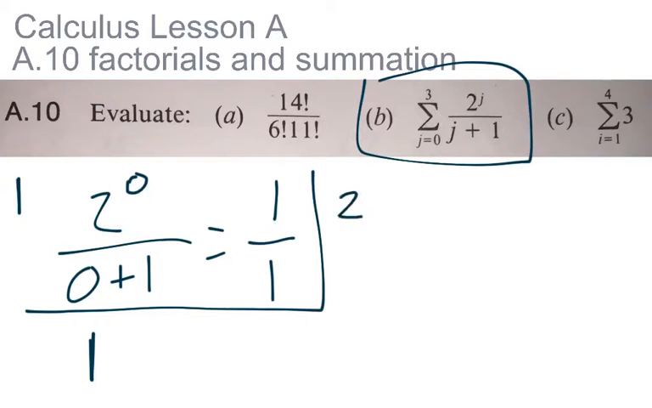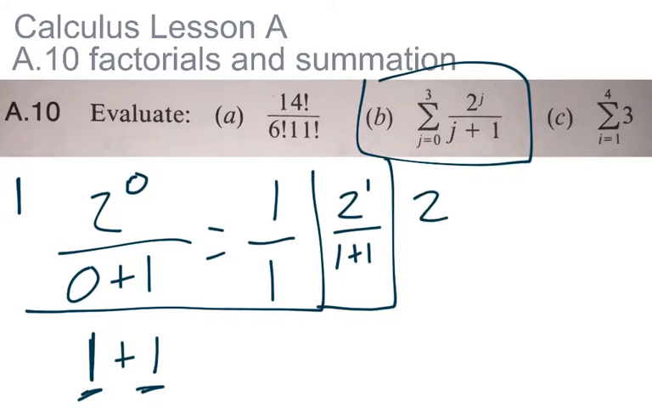So we say 2 to the 1 over 1 plus 1. Well, 2 to the 1 is 2, and 1 plus 1 is 2. So we have 2 over 2, which of course equals 1. So if we punch in j equals 0, we get 1. We punch in j equals 1, we get 1. Now don't get too used to that pattern because we got to continue on. Let's punch in 2 now. So 2 to the 2, anywhere we see a j, we punch it in, and then 2 plus 1. So that's 4 over 3.